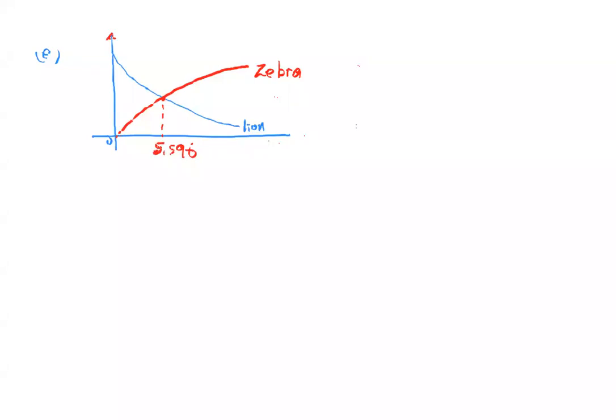Okay, then they ask you to explain why this is the time whereby they are closest. How do you explain? You will say that before 5.596 seconds, the lion travels faster than the zebra. But after 5.596 seconds, the lion travels slower than the zebra. So at this point, it is closest. Do you get me? So that is explained.